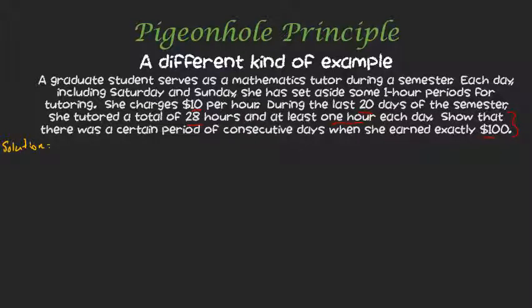What I'm going to do is define some variables. I'm going to keep a running total of how much she's earned during the first i days of these 20 days. So for example, D sub 1 is the number of hours tutored during day 1 of the 20 days. So I'm sort of just focusing on these last 20 days. And then D2, like I said, these are going to be running totals. So this will be the number of hours tutored during the first 2 days.